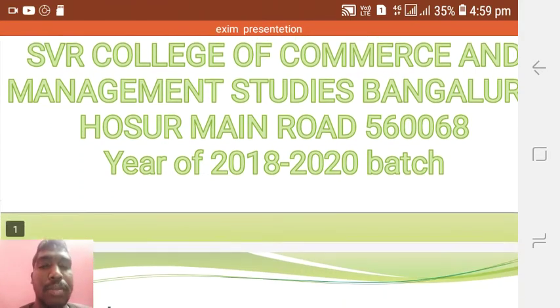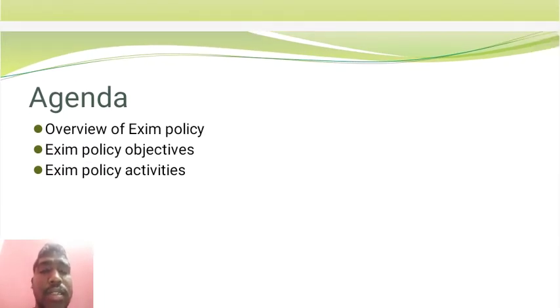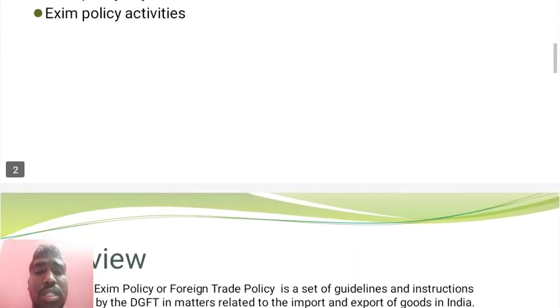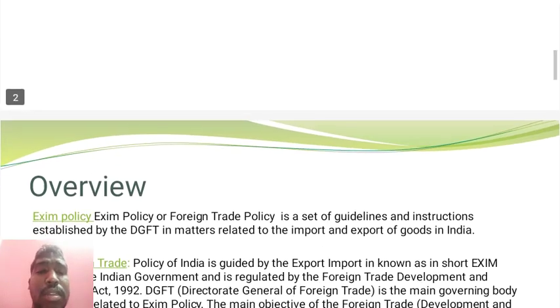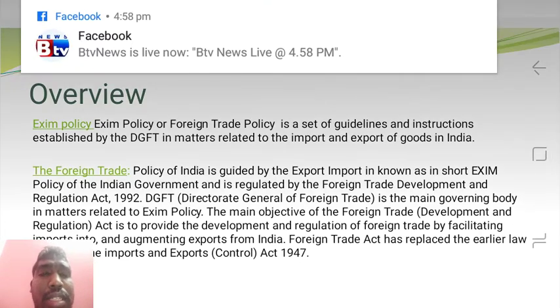Now I'm going to talk about what the Exim and export import policies are, what the objectives are, and what activities are done by the Exim. What is meant by Exim policy? Exim policy says export and import policies, rules, regulations. According to that, export and import will happen from one country to another country, or from one state to others. Okay guys.